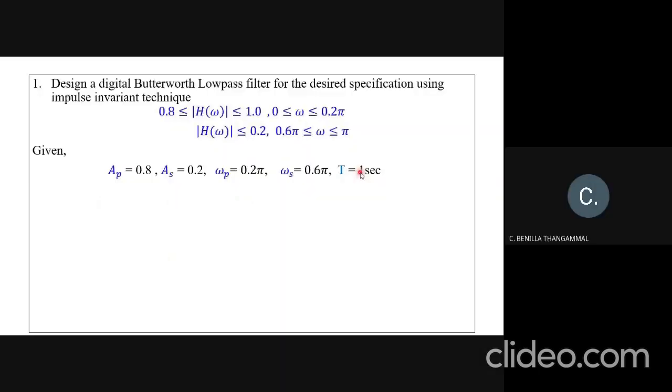So now we'll apply the procedure blindly. Step 1 is to calculate your omega P and omega S. The technique they ask you to use is impulse invariance, so the formula is omega equals omega by T. Your omega p and T are substituted in the formula, and then your omega p and omega s are obtained. Keep your calculator in radian mode. So 0.2 into pi divided by 1 will give you the omega p, and similarly omega s.